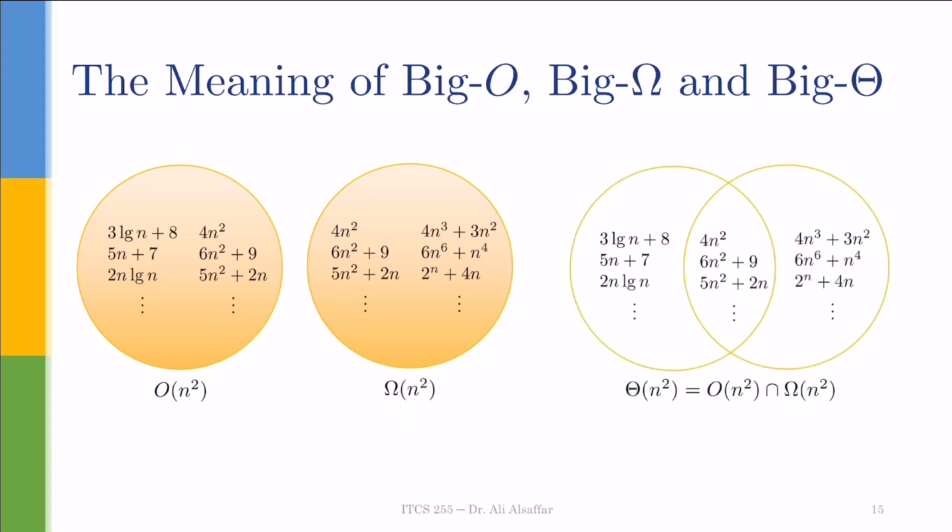Now theta is in fact the intersection. The intersection between these two sets will be all functions that belong to both O of n square and big omega of n square. This is how we can represent those notations as sets.